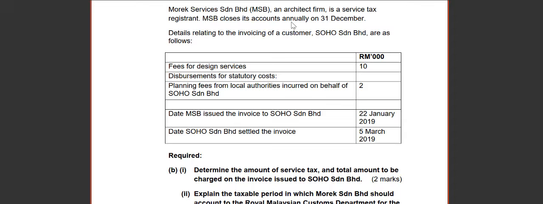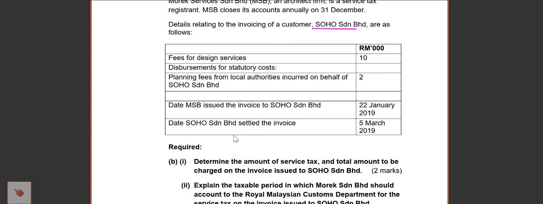MORAC Services Sendirian Berhad, an architect firm. It's a service tax registrant. And MSB closes account 31st December, and the details for an invoice to SOHO, one of their customers. Okay, the fee for design is 10,000. Now see, disbursement 2,000, and then the date MSB issued the invoice is 22nd, and the date you settle is the 5th.